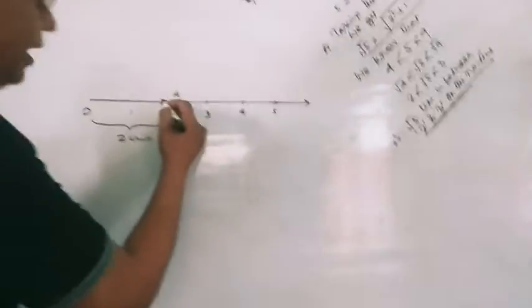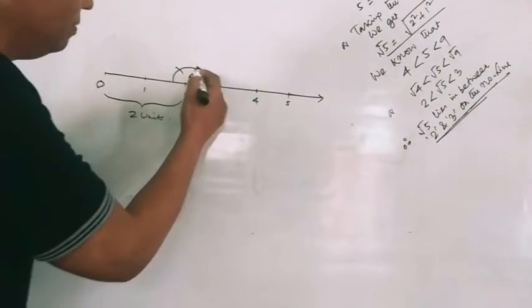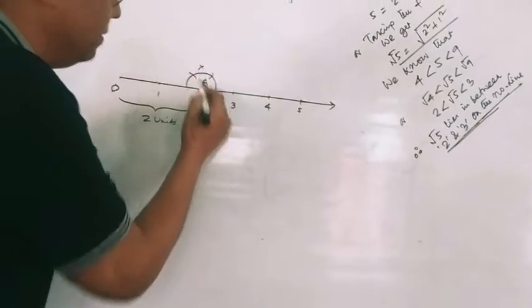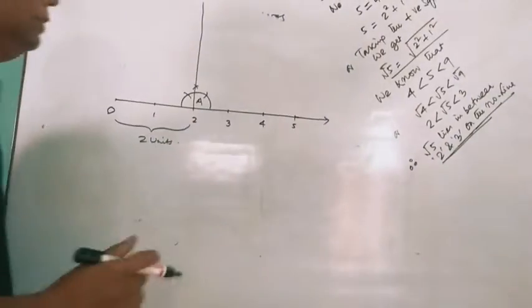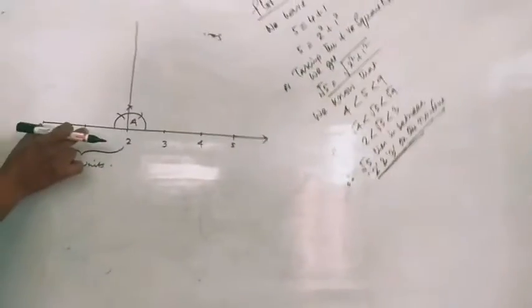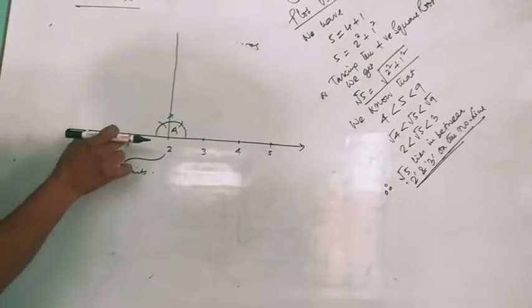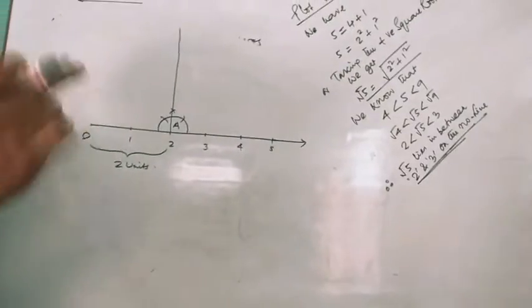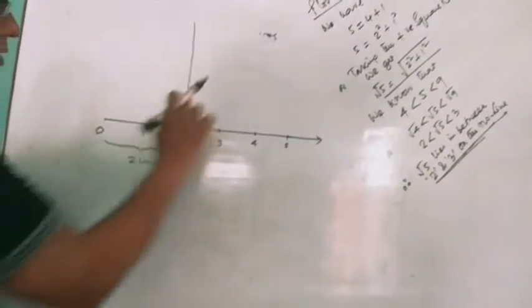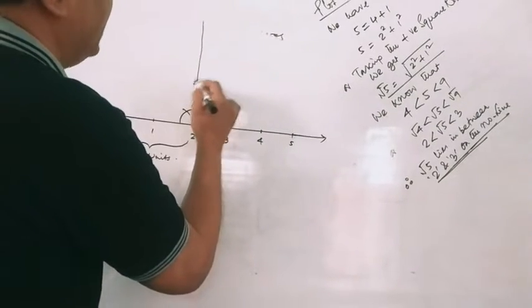At the point A, we will make a 90-degree angle. We drop a perpendicular. The second component is 1. We will take 1 unit. This is 1 unit. We will take a measurement of 1 unit. It can be 1 centimeter, it can be whatever equal divisions are there. We will take 1 unit from this perpendicular line.